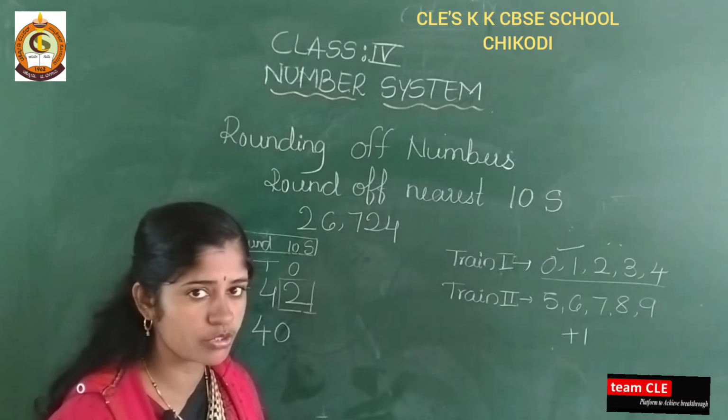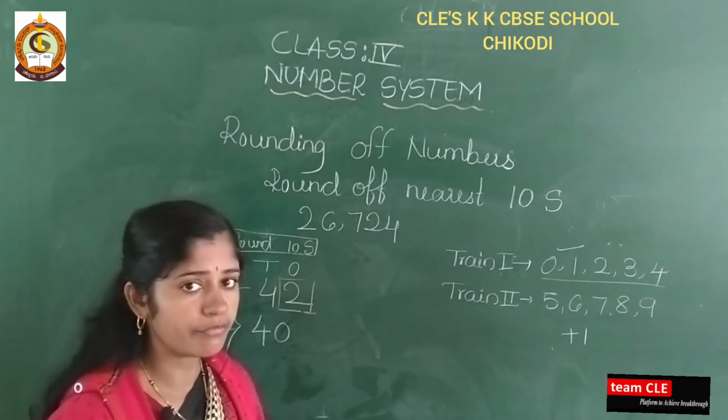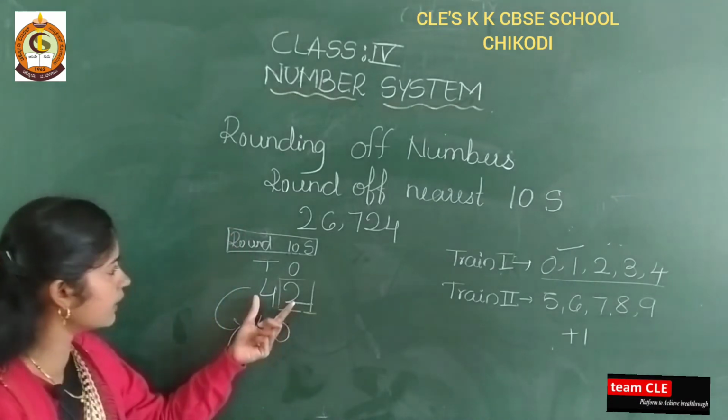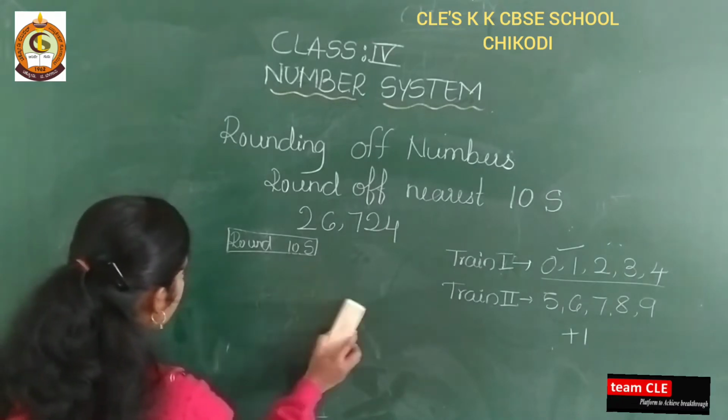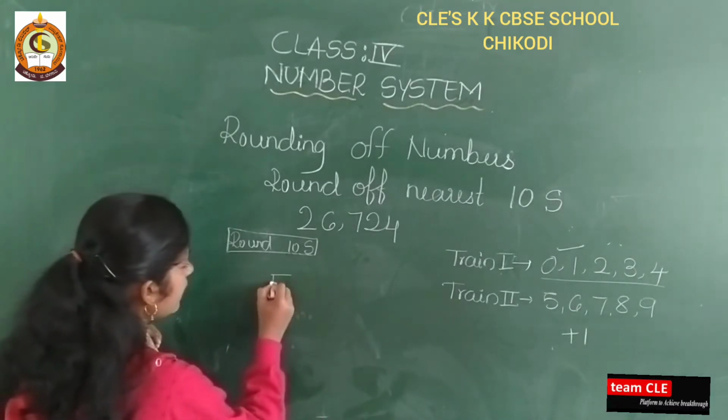It may be 50,000. So we are doing a rough calculation. So here the round off number of 42 is 40. So let us take one more example. I will take here 56.